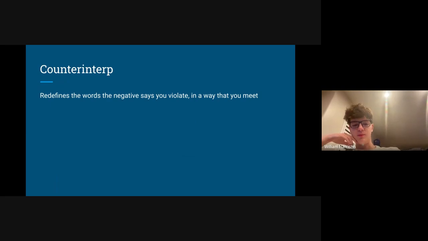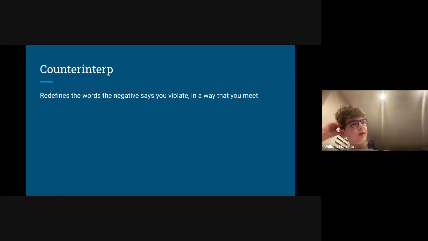The counterinterp. This redefines the words that the negative says you violate in a way that you meet. Good counterinterp evidence is often good for the same reasons that interp evidence is good. It has intent to define, intent to exclude, clear bright lines, credibility, and predictability.